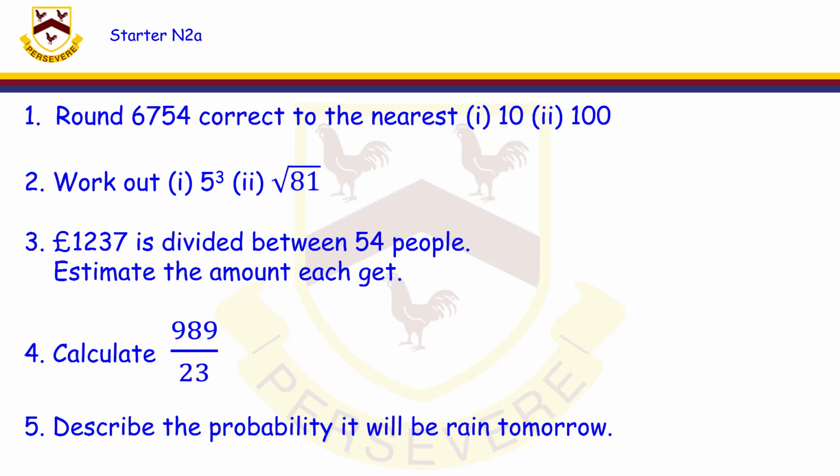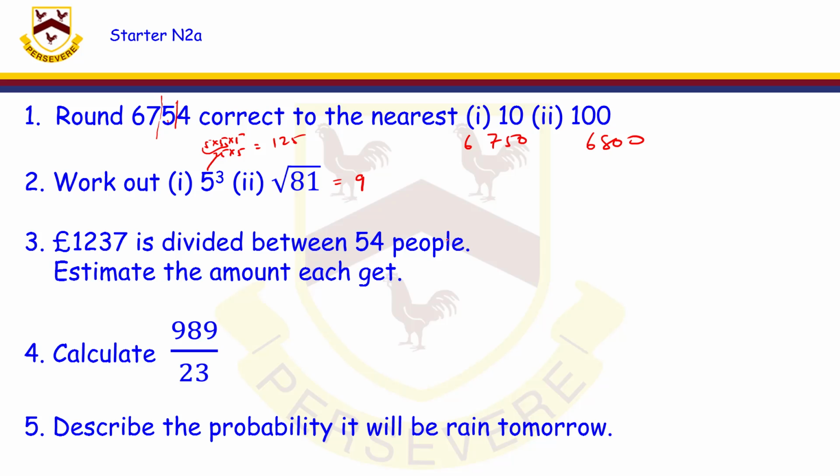Okay, so let's go through these solutions then. Question 1, 6,754 to the nearest 10. We look at our units there. That gives us 6,750. To the nearest 100, put our line there and we look at the tens column. It is 5 or bigger, so that's going to give us 6,800. 5 cubed, 5 times 5 times 5, so it's 25 times 5, which is 125, and this is the square root of 81, which is 9.